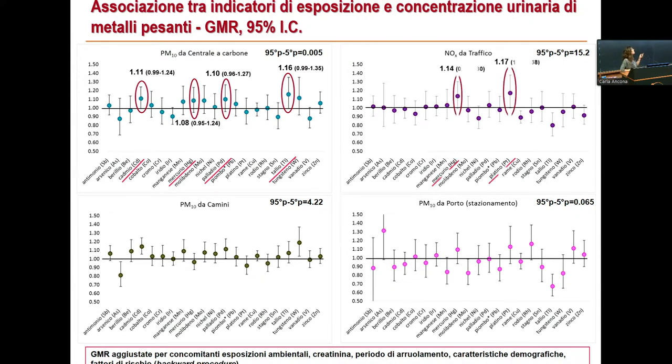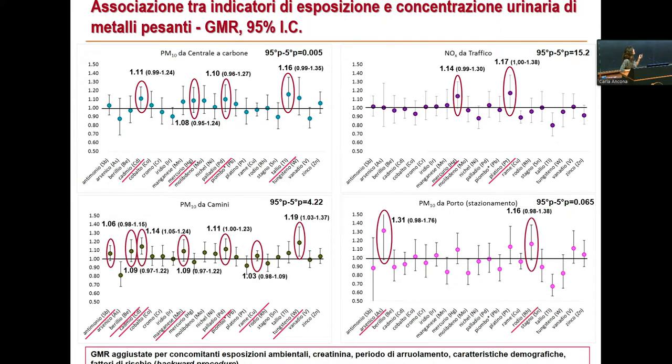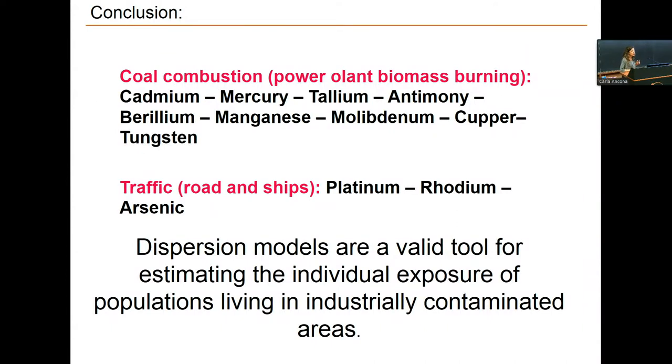Now it's complicated to explain the graph, so I put it in words. We found some statistically significant relation between coal combustion and some heavy metals that a priori we know have already been associated with that exposure, and the same for traffic, coming both from the road and from ships. And for these elements, we found that dispersion modeling is good enough to estimate the concentration. So why perform a costly biomonitoring study if you can have the dispersion modeling?